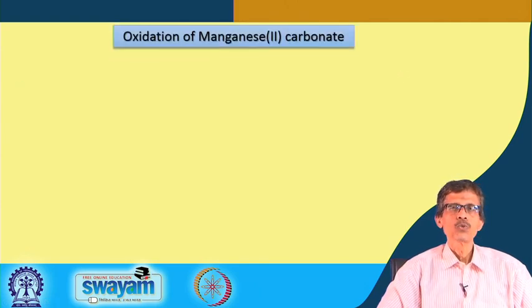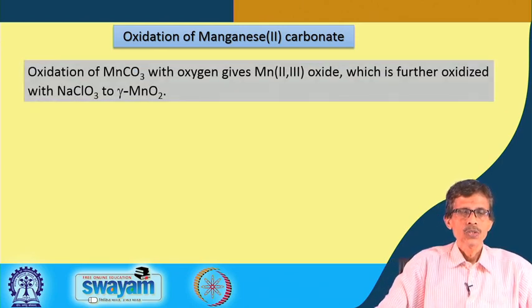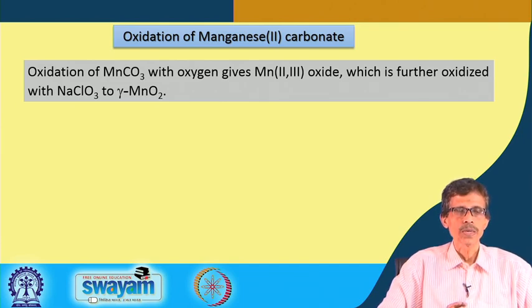Then if we use manganese 2 carbonate, what will we get through oxidation? Another process is the oxidation of MnCO3 with oxygen, which gives you Mn2O3, that means the corresponding mixed manganese oxide, if we get it from the carbonate. And that mixed oxide is not obtained from the decomposition of MnCO3.